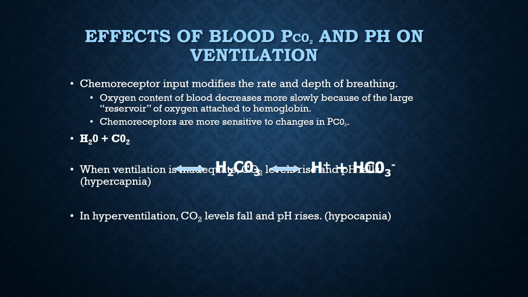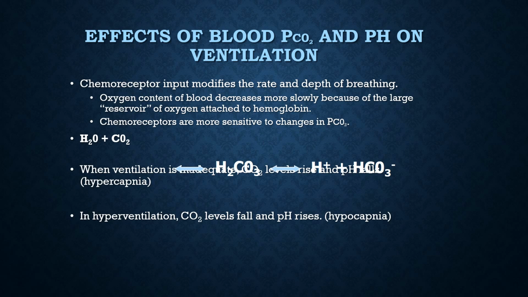So the effect of both the central and the peripheral chemoreceptors is to modify the rate of breathing and also the depth of breathing. Oxygen content is going to decrease more slowly because we have a reservoir of oxygen attached to hemoglobin. And so the chemoreceptors are more sensitive to changes in partial pressure of carbon dioxide rather than partial pressure of oxygen, because in order for those chemoreceptors to be stimulated by very low levels of oxygen, it would have to be significantly low.